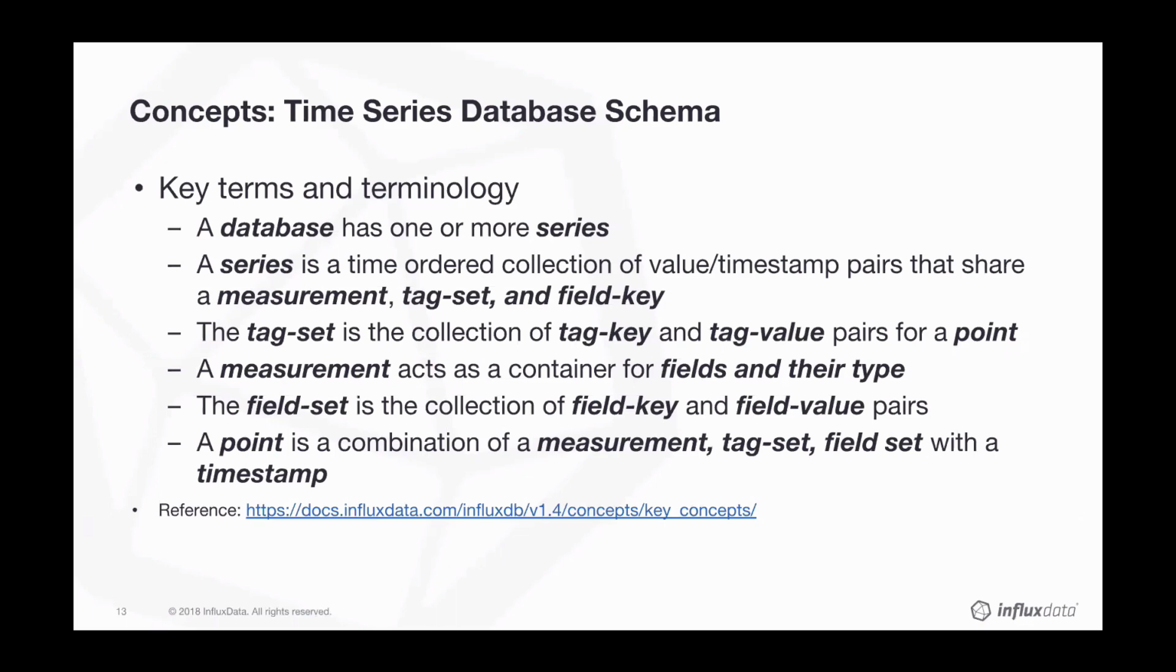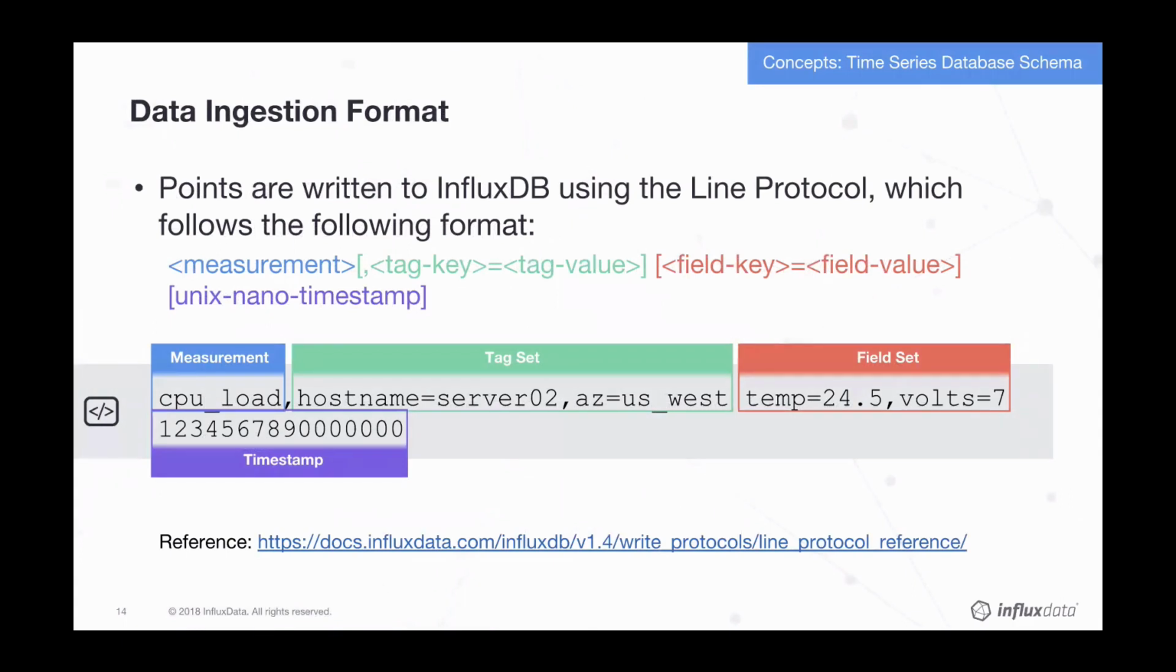So let's go into some examples. InfluxDB requires that you write your points in what we call line protocol, which follows this format. In this example, our measurement would be cpu load, and our tag keys and tag values would include the host name and the region. And then we have our field keys and field values, which include our temperature and our voltage. And finally, we have a timestamp associated with it. So that's how you want to ingest any of your points.